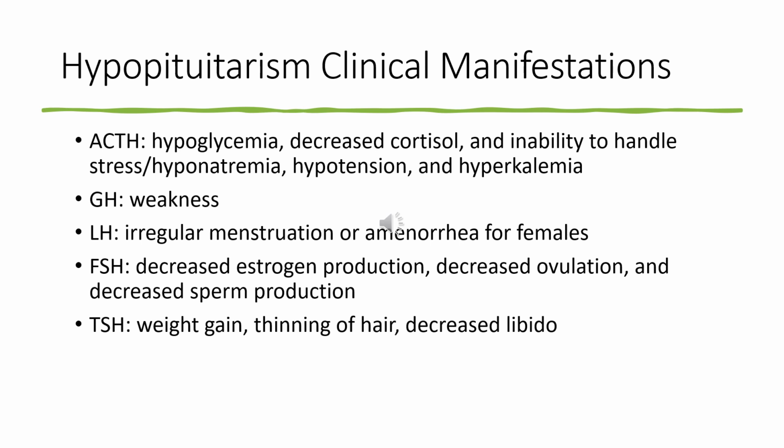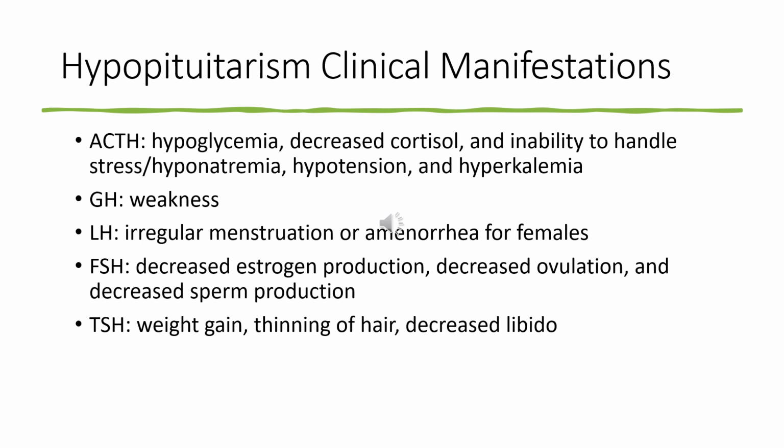Hypopituitarism and the clinical manifestations, it kind of depends on what we're missing. If we have decreased ACTH, we're going to see changes in our cortisol level, our inability to handle stress, hyponatremia, hypotension, hyperkalemia. Our growth hormone, we can have weakness. It also really can cause a decrease in bone density, decreased muscle strength, and increased risk of bone fractures. Our luteinizing hormone, that is where we see irregular menstruation and amenorrhea for females. In men, you can see a lower level of testosterone.